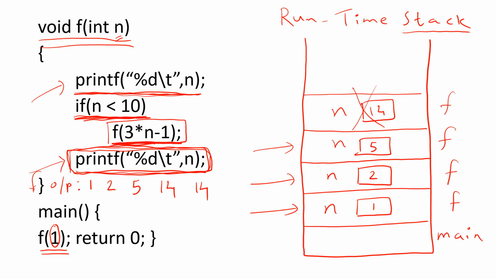So in the third call, the value of n is 5, so printf will print 5. Then we pop that out and go to the previous call, where n is 2, so we print 2, and that's also popped out. You go to the first call, n is 1, you print that value 1, and that is also popped out. So that is how the stack unwinding happens. So when you look at the output, it happens to be 1 2 5 14 14 5 2 1.